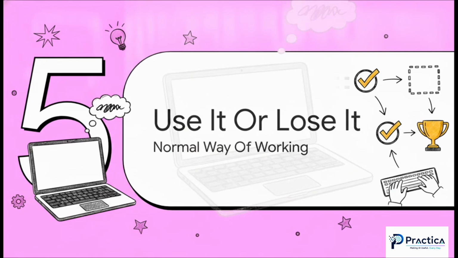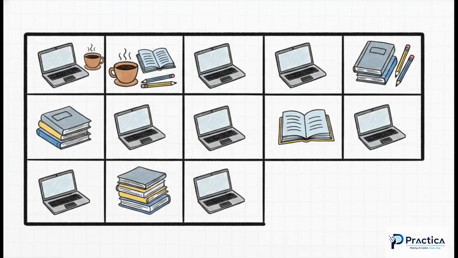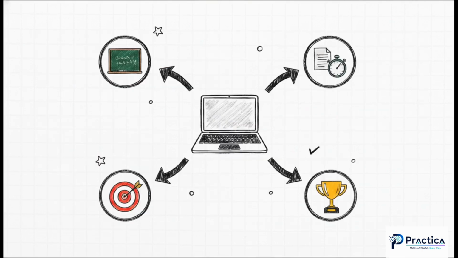Which brings us to our final, highly important section, Section 5, Use It or Lose It, and your normal way of working. Now, what's really interesting about this concept is that having a word processor isn't just some magical exam day perk that randomly appears at the end of the year. It has to become your normal way of working. It needs to be an everyday necessity in your academic life, exactly how you naturally operate as a student, day in and day out.